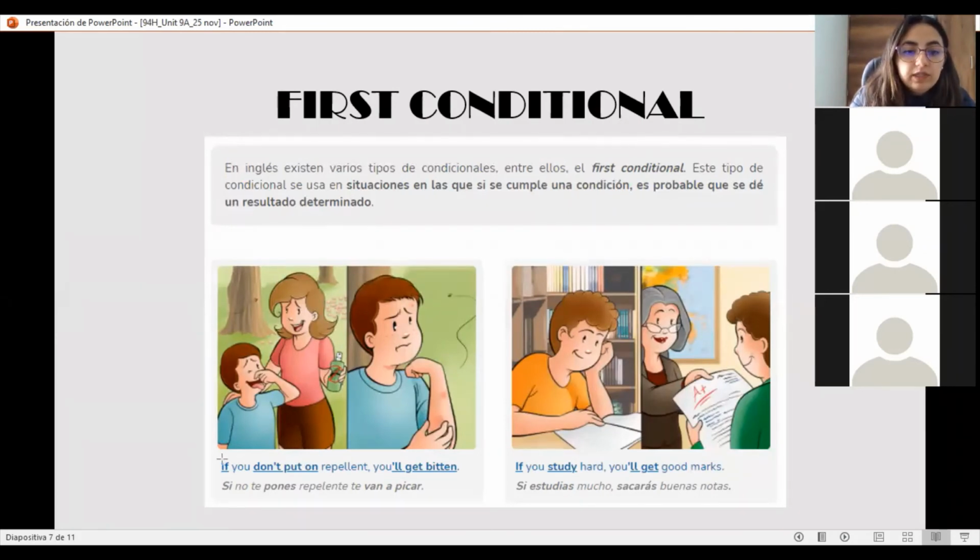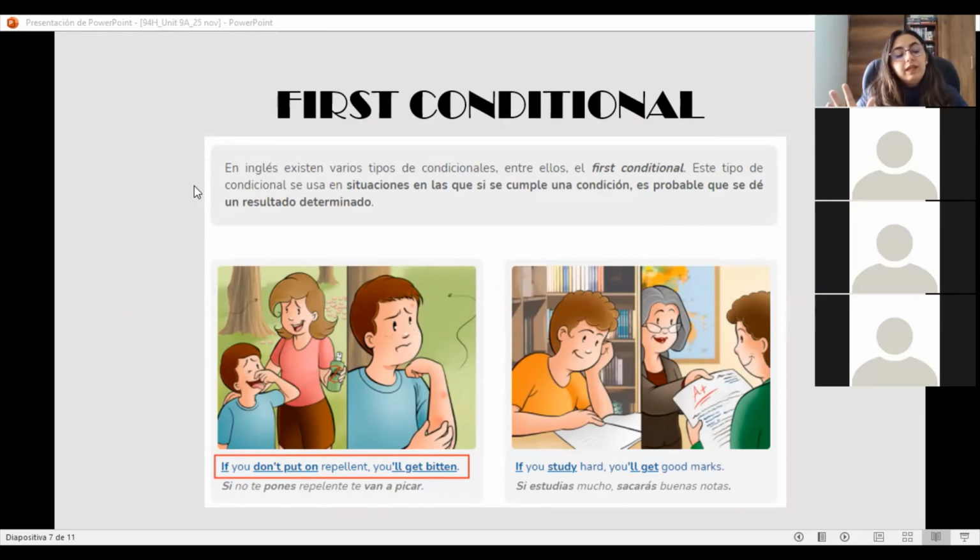Can you help me reading this example, please? This time I'm going to ask to Leandro. Can you help me reading this one, please? Yes, teacher. If you don't put on repellent, you'll get bitten. Exactly. If you don't put on repellent, you will get bitten. Si no te pones el repelente, te van a picar los mosquitos, ¿no es cierto?